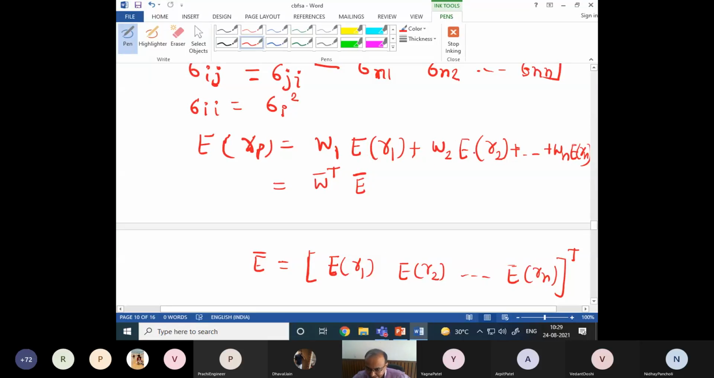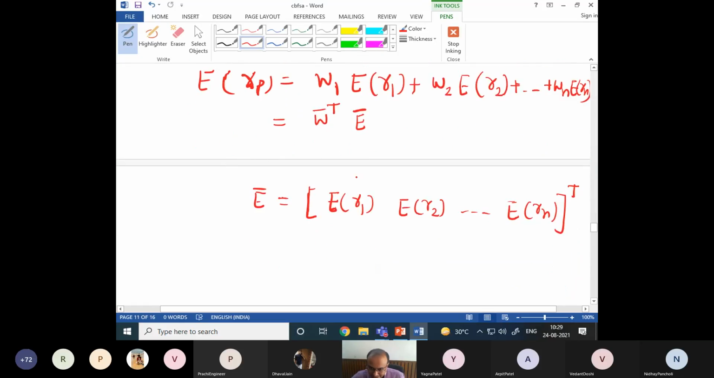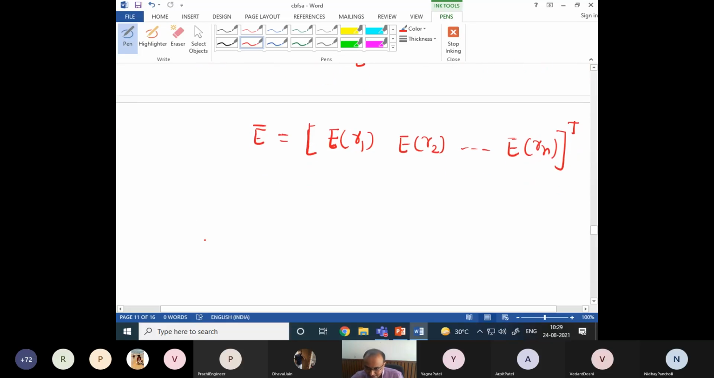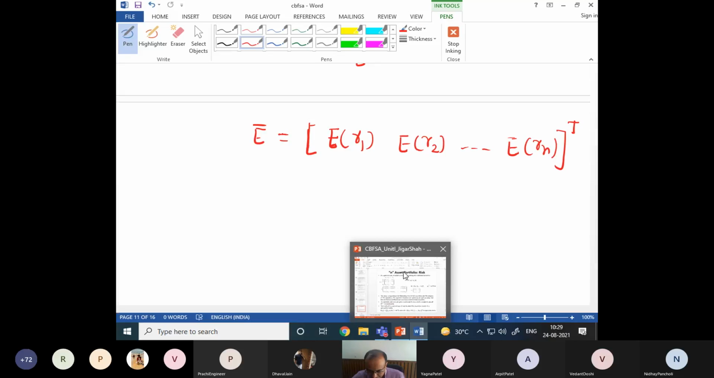W1 multiplied by this plus this plus this. It is like an FIR filter we have seen in DSP. So you have a very high correlation of all these things with signal processing. OK, so up to this point, if you have any difficulty, you can ask me.